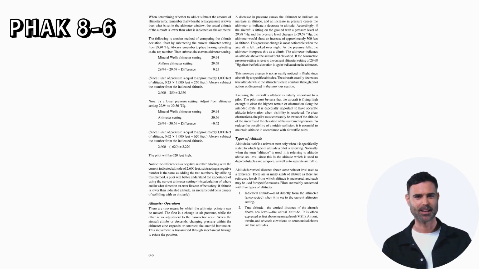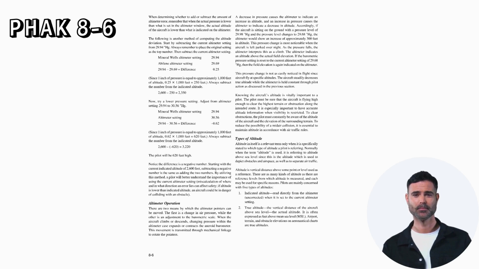Notice the difference is a negative number. Starting with the current indicated altitude of 2,600 feet, subtracting a negative number is the same as adding the two numbers. By utilizing this method, a pilot will better understand the importance of using the current altimeter setting. Miscalculation of where and in what direction an error lies can affect safety. If altitude is lower than indicated altitude, an aircraft could be in danger of colliding with an obstacle.